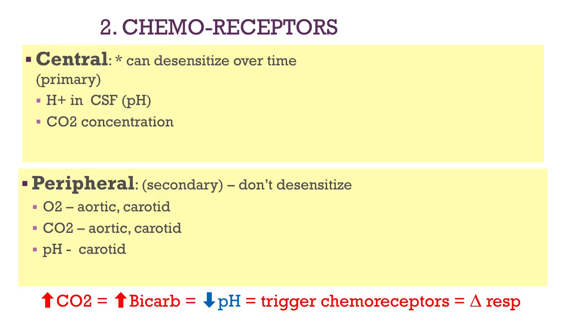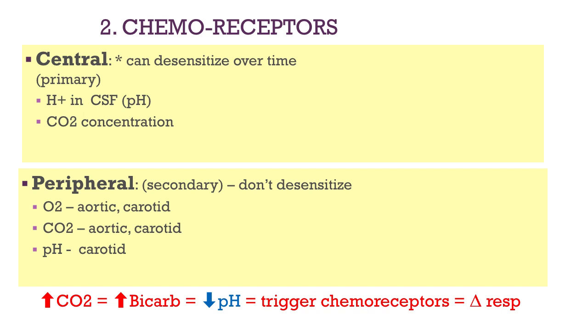So let's talk a little bit about chemoreceptors. Chemoreceptors are very important for our breathing, and there are two different types: our central chemoreceptors and our peripheral receptors. This is very important, and this will be something that you'll want to understand the difference between. The thing that's very different about central receptors from peripheral is that they can actually desensitize over time.